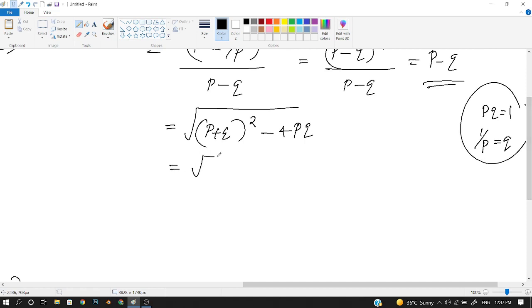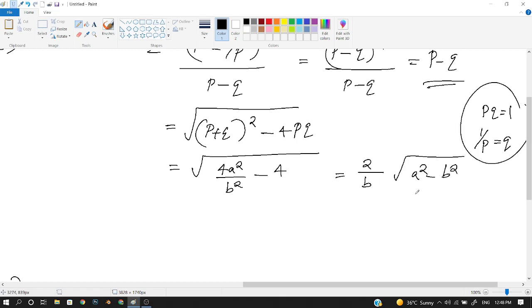So this is equal to square root of, already we have P plus Q. P plus Q is 4a square by b square and 4. So this is equal to 2 by b square root of a square minus b square. So this is the second residue.